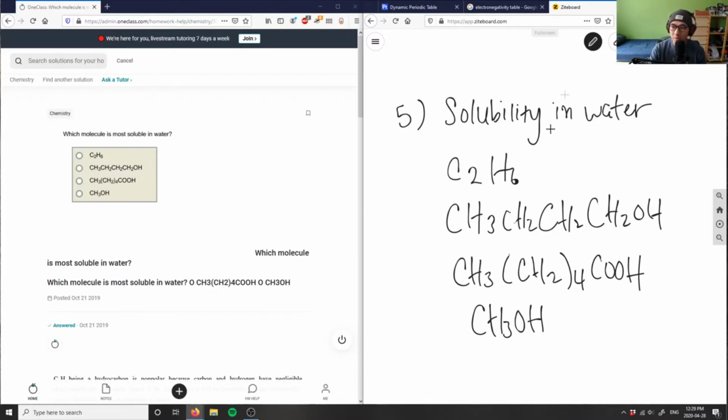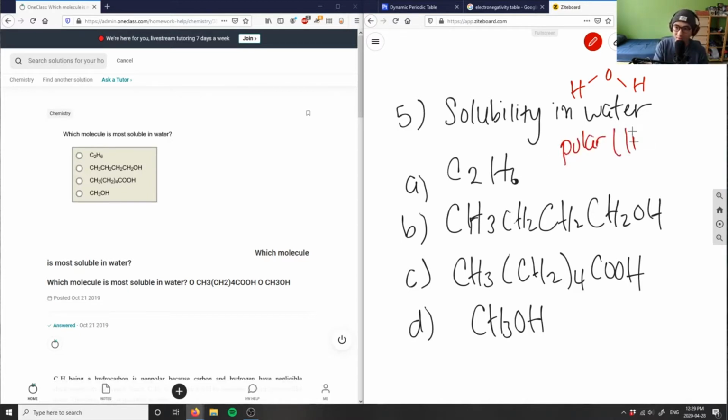Let me categorize. It says A, B, C, and D. So here's A, B, C, and D. Take a look at these compounds here. Which one would be the most soluble in water? And water, again, is H2O, right? So water is polar, so I'm looking for another polar compound, because I know that like dissolves like. Polar dissolves in polar solvents, right? We want polar molecules in polar solvents.